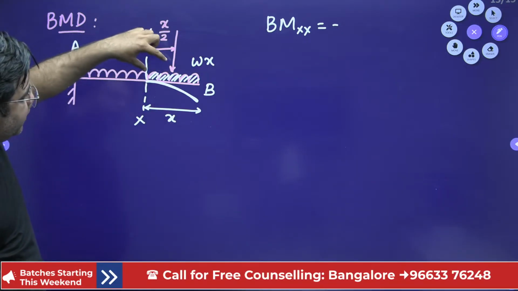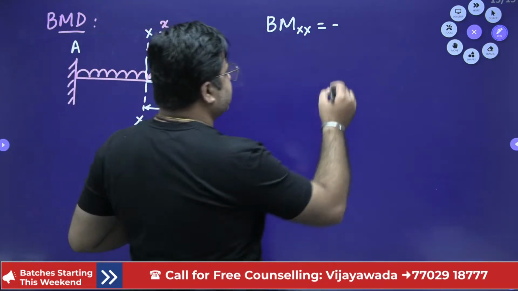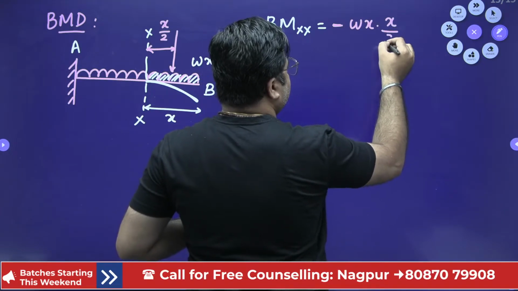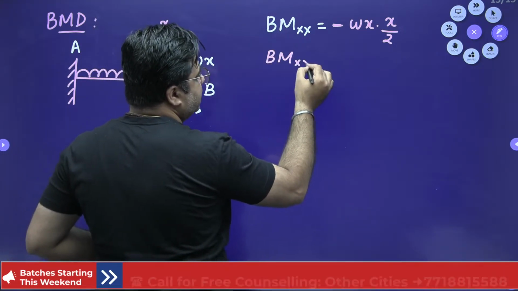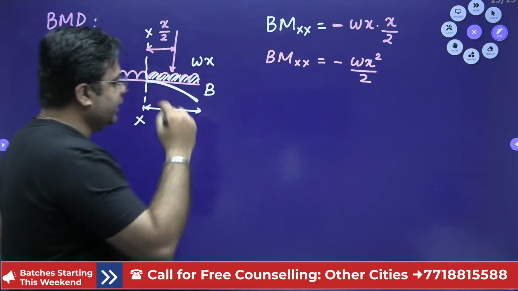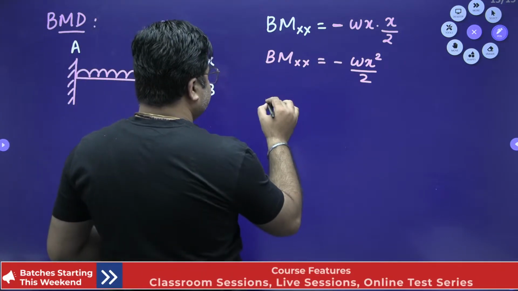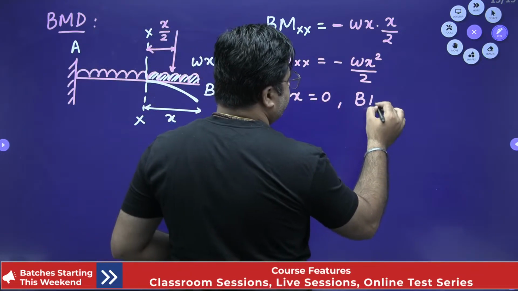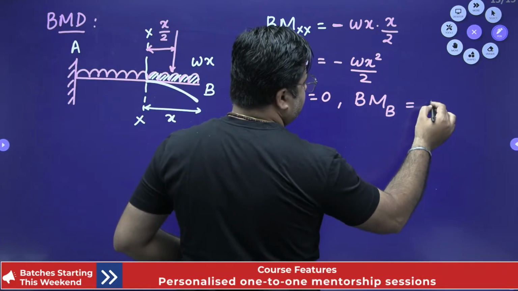So lever arm will be X by 2, total load is W into X, and this is giving the hogging moment. So the moment due to this UDL at this section XX is W into X by 2 with a minus sign. So this is minus WX into X by 2. So this is minus WX square by 2. So bending moment at section XX is minus WX square by 2. Clearly at X equals 0, the value of bending moment at point B is 0.